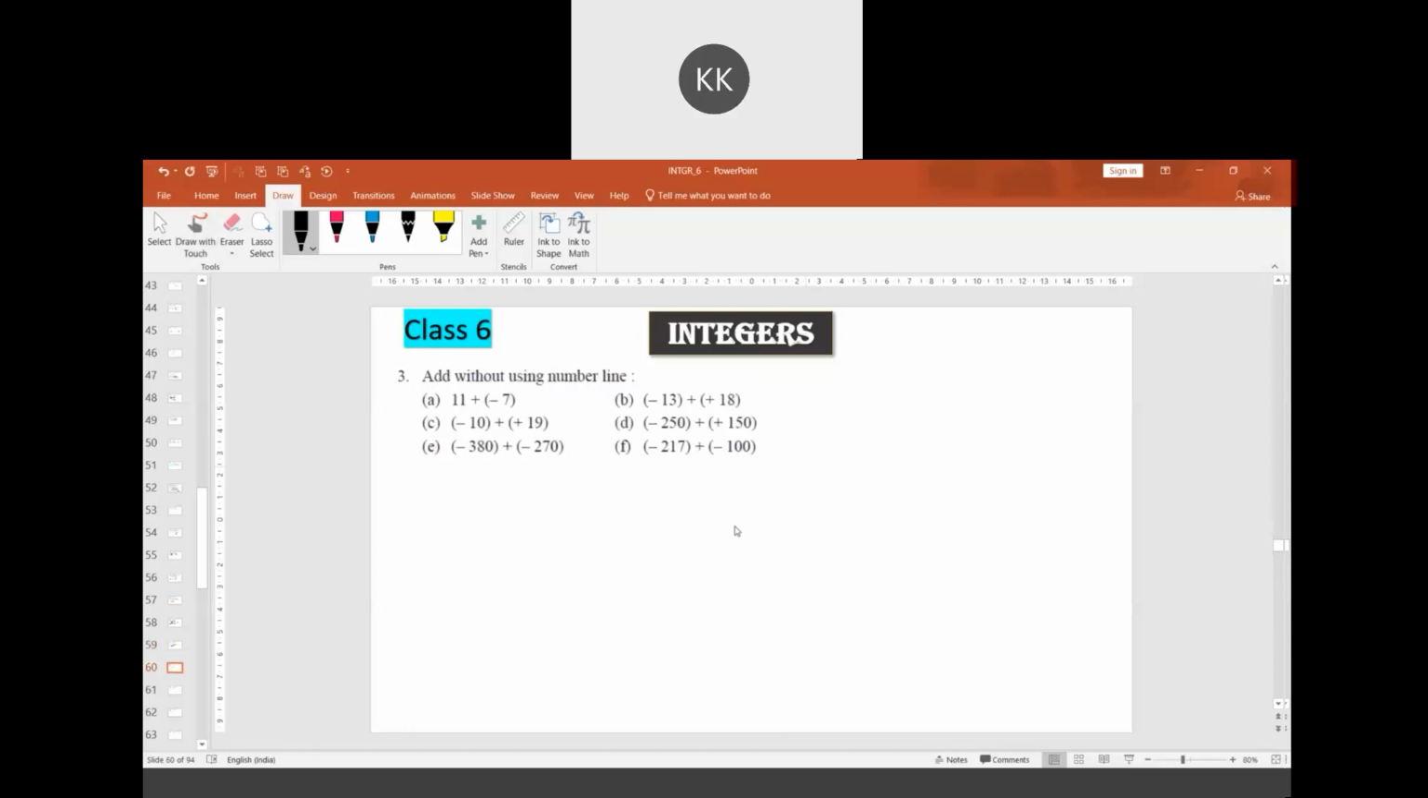As a homework, I would like to give this question, question number 3. You can note down. If you don't have the textbook, please note down this third question. Without using the number line, you have to do. In the class, I mentioned that when addition of like and unlike integers are there, we follow different steps. When like means both positive or both negative is there, we are going to do addition. For unlike, when positive and negative integers are there, we are going to do subtraction. We will find the difference.